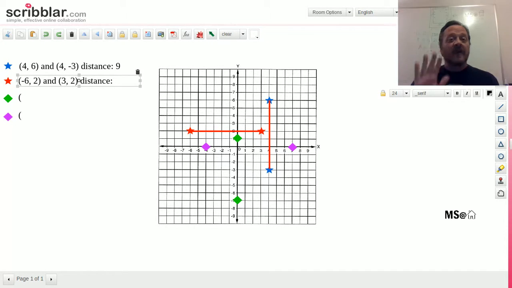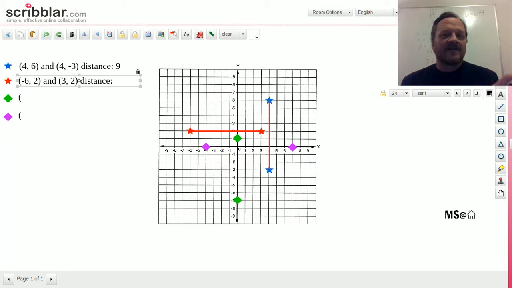And this time, let's not look at the graph. Let's not even count. Let's look at those 2 points. What's the same about those 2 points? The y values are both 2, right? So there's no change there. And that makes sense because this is a horizontal line this time. So the change is between the two x values.